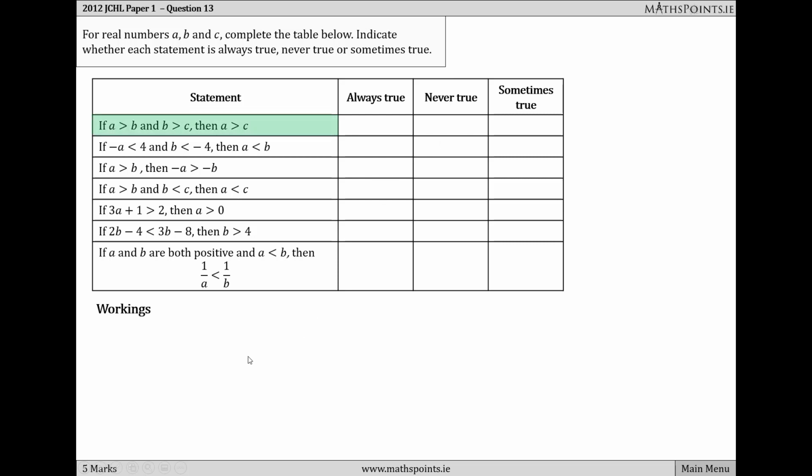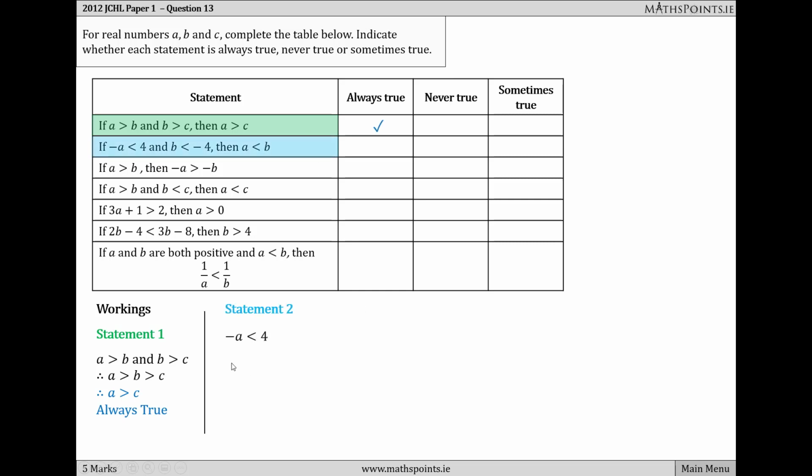So the first statement says if A is bigger than B and B is bigger than C, then A will always be bigger than C. And first thoughts is that this looks like it's always going to be true. So if A is bigger than B and B is bigger than C, we'll form a compound inequality that says A is bigger than B is bigger than C. And clearly from this compound inequality we can see that A is also bigger than C. And so the statement A is bigger than C is always true.